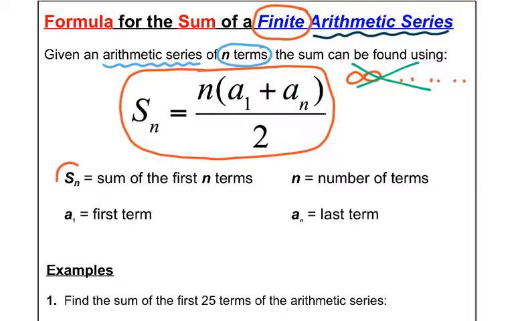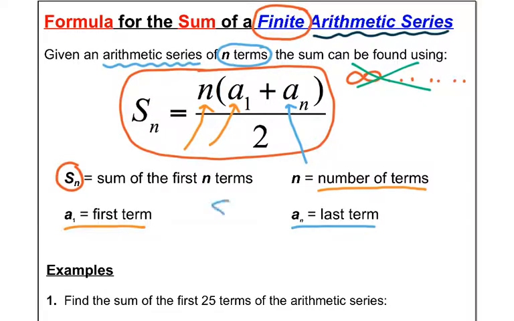S sub n is S for sum, and n for the number of terms. S sub n is the sum of the first n terms, whether it's 10 terms, so it's S sub 10, or 100 would be S sub 100. This formula says n, there's your n again, the number of terms, and in parentheses you have a sub 1, which you know is the first term, plus a sub n, which is actually the last term.